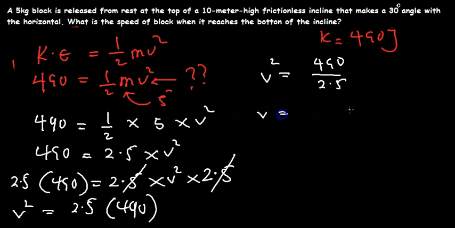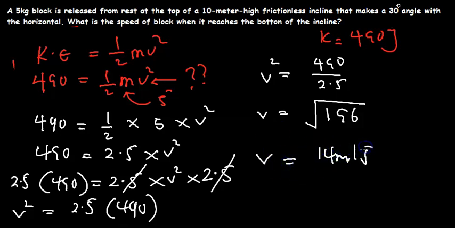So your v is simply going to be, if you divide this, you're going to end up with 196. The square root of 196 is going to be 14 meters per second. At this point, we can simply conclude and say the block will move at 14 meters per second when it reaches the bottom of the incline.